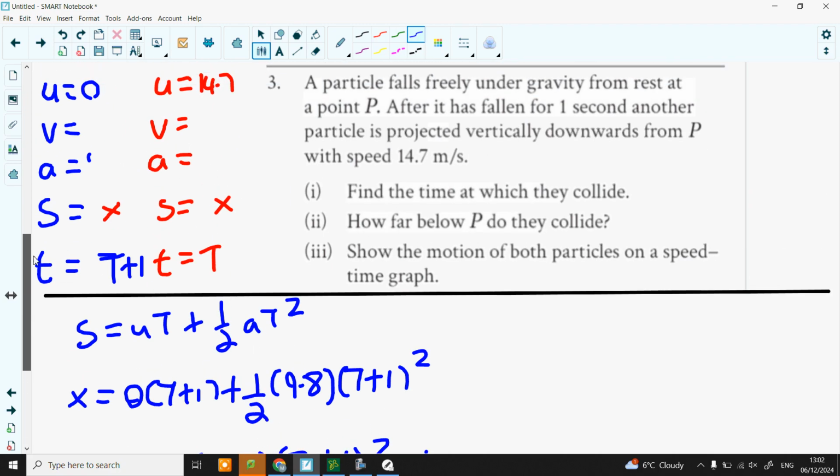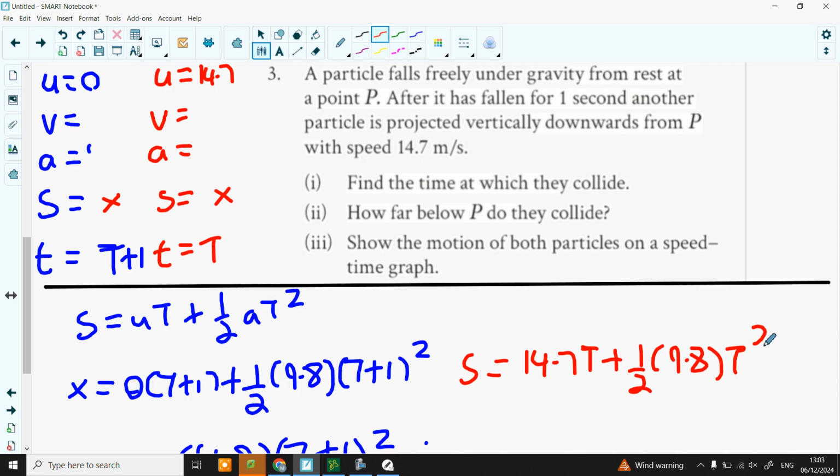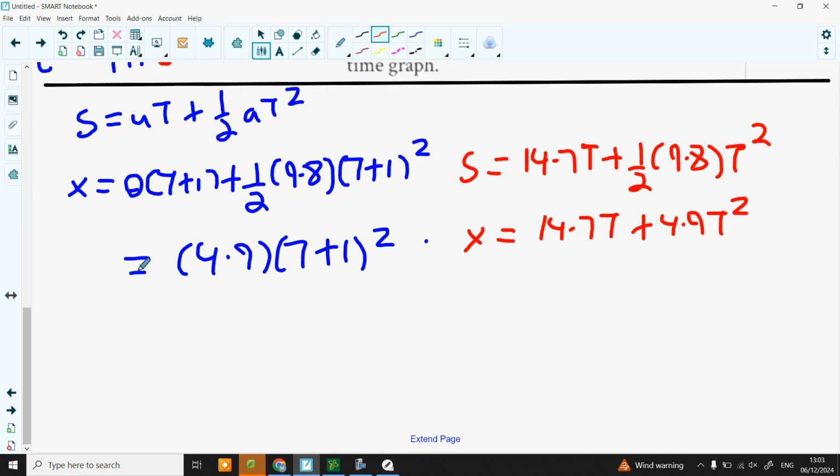Now, what about the red data? What can I say for the red data? 14.7 times what? We're doing ut plus half at squared. 14.7 times t, yeah? What else? Plus a half, 9.8 times t squared. We know that this is x, so it's 14.7t plus 4.9t squared. And what can we say about the 2 of these then? They're equal to each other.